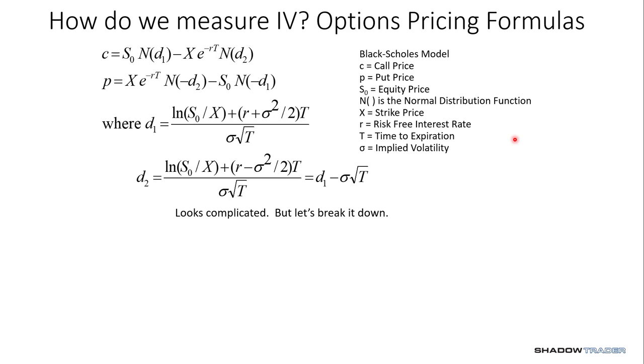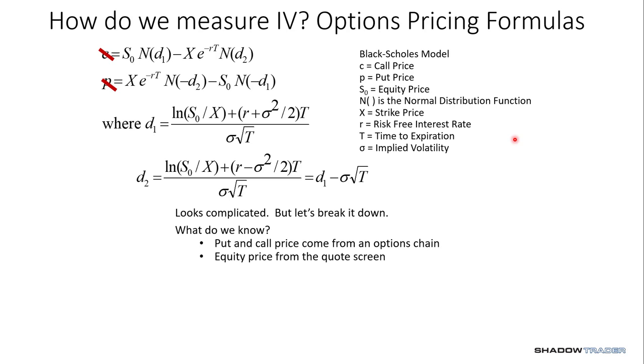All right. What do we know? Put and call price is on the chain, the option chain. Bingo. Our equity price. Well, we know what that's trading on because we can look it up on a quote. Normal distribution, this is just math. You just plug in a formula. The strike, this is the area or the option that we're looking at. The 180, the 190, the 200, the 220, whatever it is. We pick the strike.